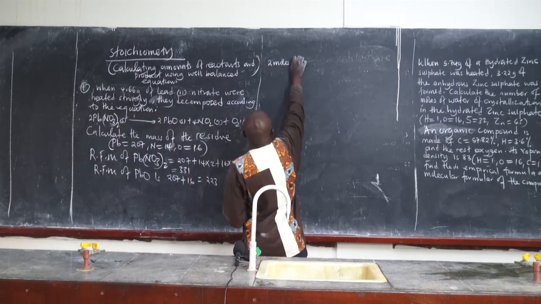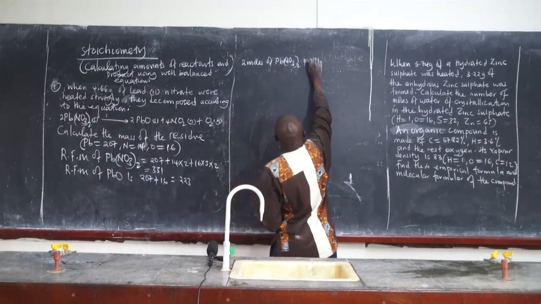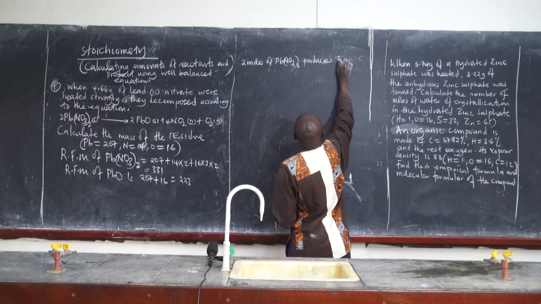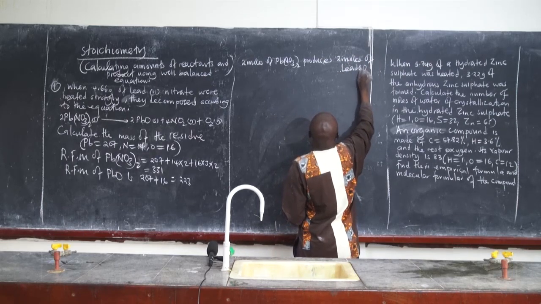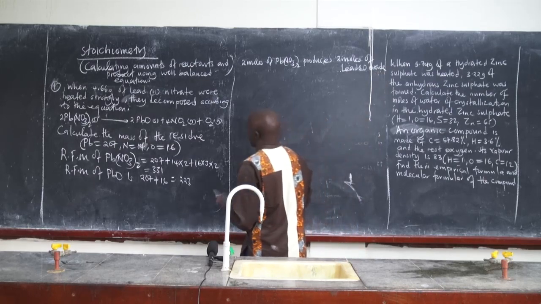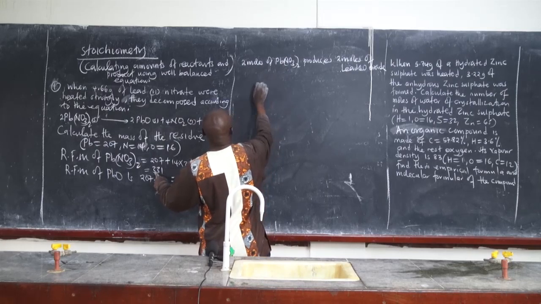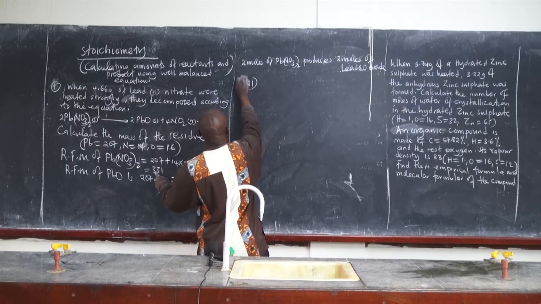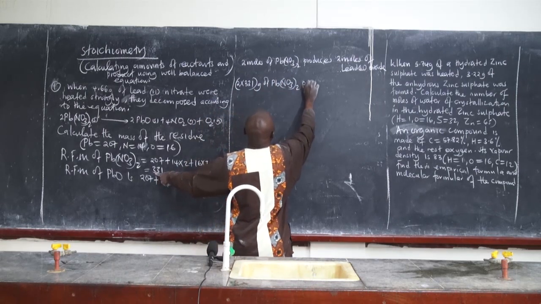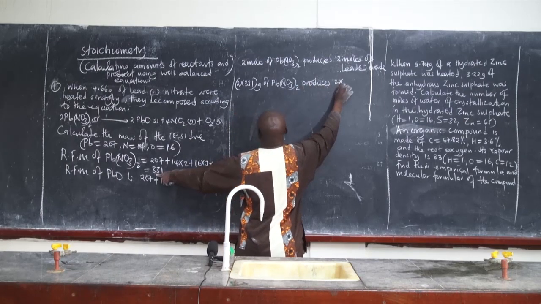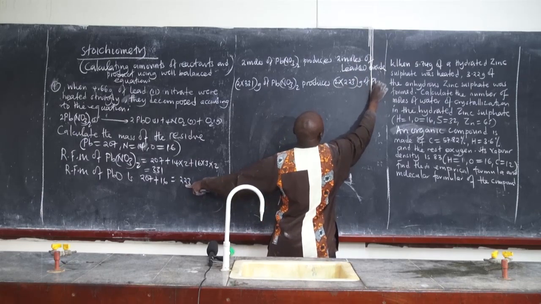So 2 moles of lead nitrate produces 2 moles of the residue, lead(II) oxide. Now we bring in these masses: 2 times the RFM of lead nitrate, that's 331, produces 2 times 223 grams of lead(II) oxide.